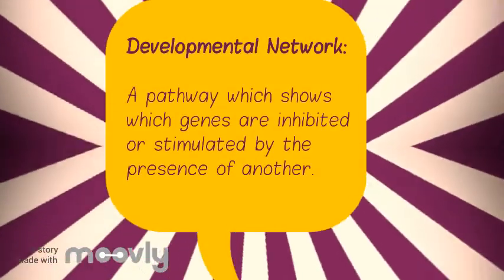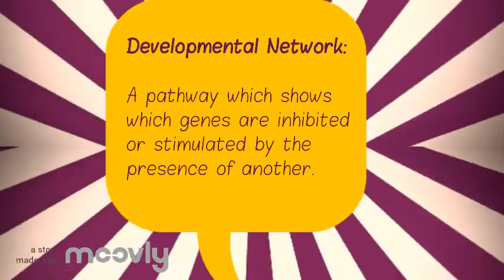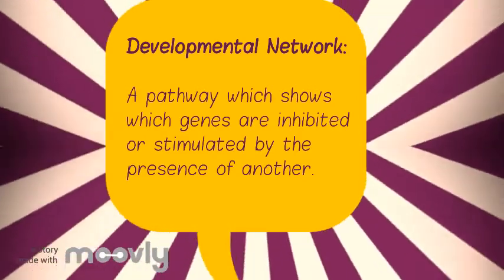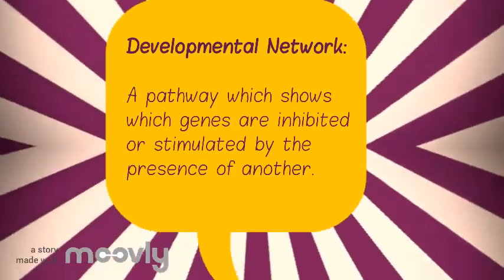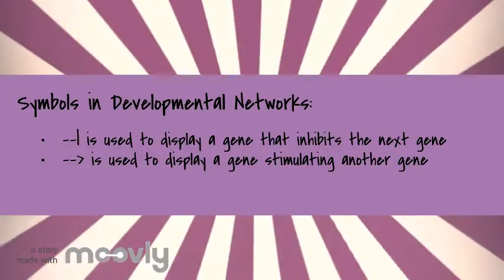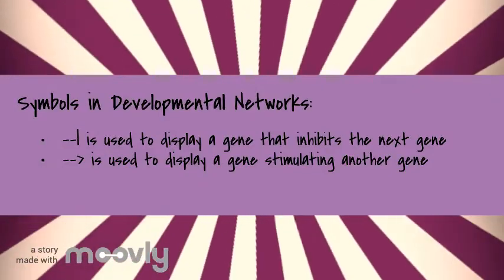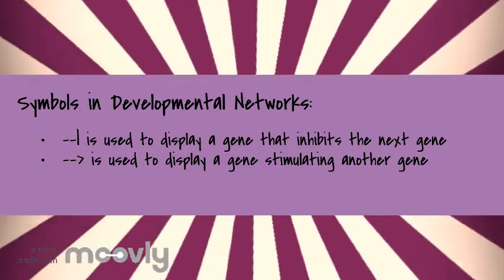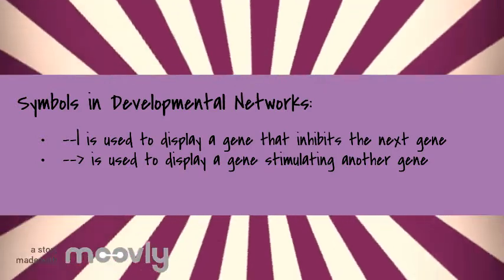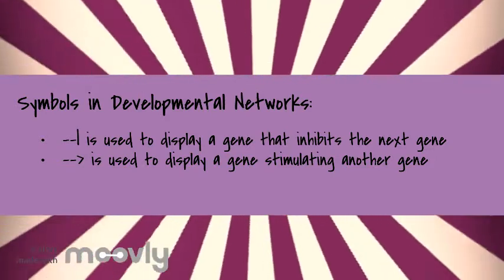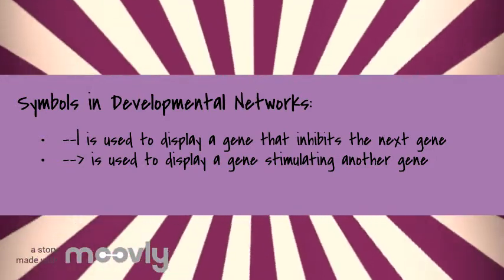So I know what you're thinking, what is a developmental network? Well, this is a pathway which shows which genes are inhibited or stimulated by the presence of other genes. There are two different symbols used in displaying a developmental network. A T-bar is used to display a gene that inhibits the next gene, and an arrow is used to display a gene stimulating another gene.